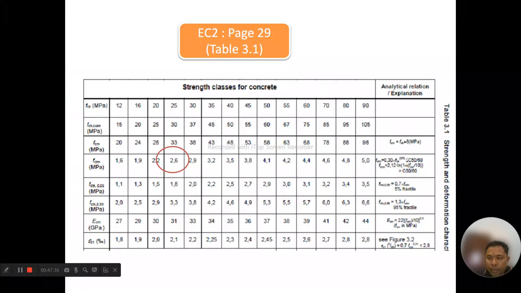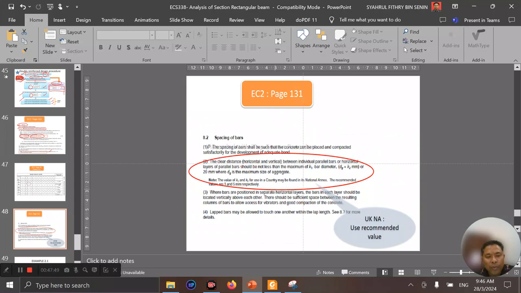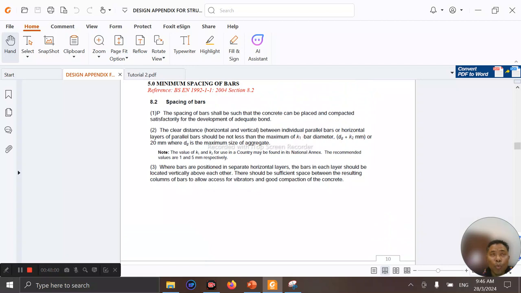Okay, and the spacing of bar saya dah tunjuk tadi kan. Spacing of bars in the Euro code page 131. Page 131 ni sebenarnya Euro code yang asal. Di dalam you punya Euro code yang you dapat dalam appendix ni, dia taklah page 131. Dia page 10. Sebab yang ni kita ambil dan kita bukukan jadi buku baru.